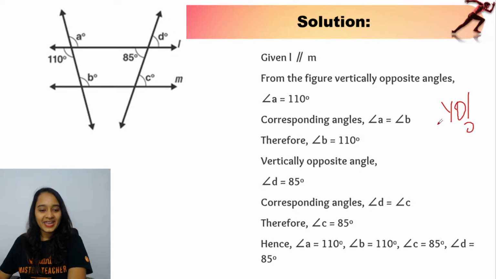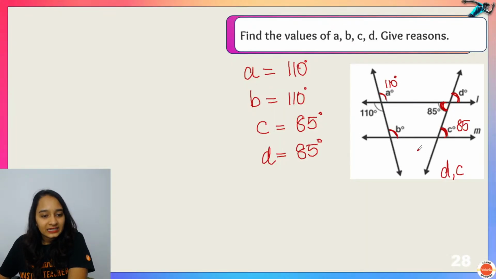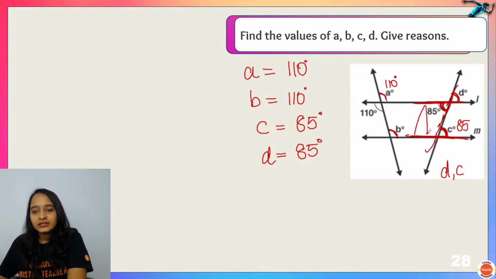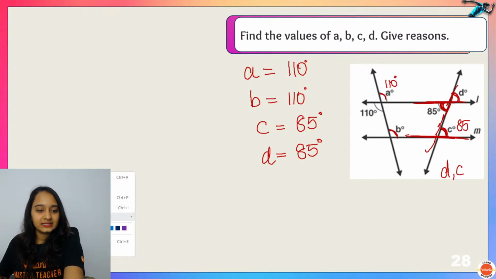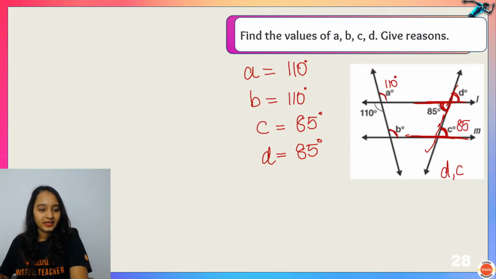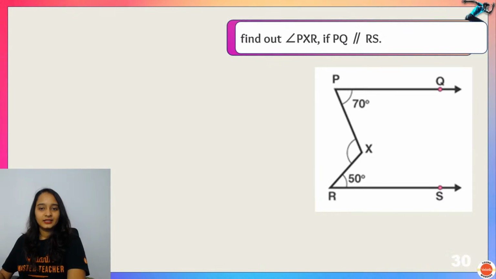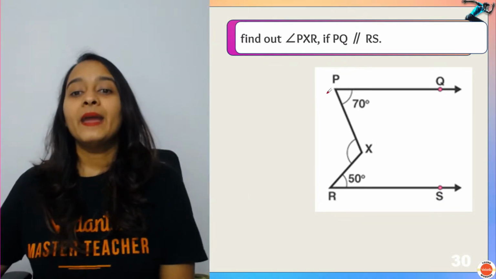Okay, okay. Ma'am, but C is in the exterior position. No, why exterior? See, these are the two lines, no? And this is the transversal. So it is interior, between the two lines. Look at the lines here. L and M are the lines. Okay? Understood? Come on, next question.